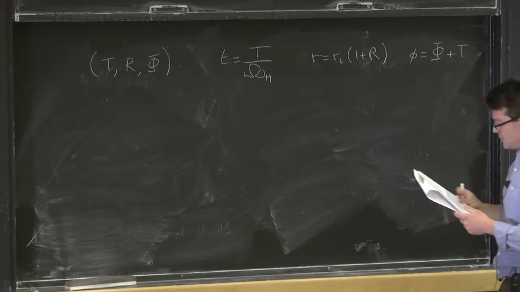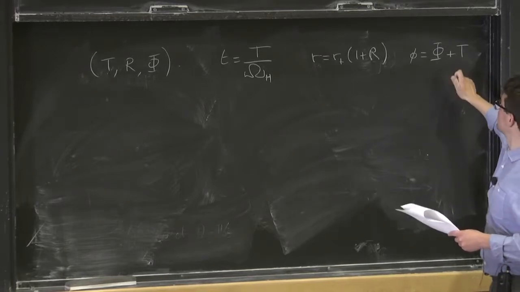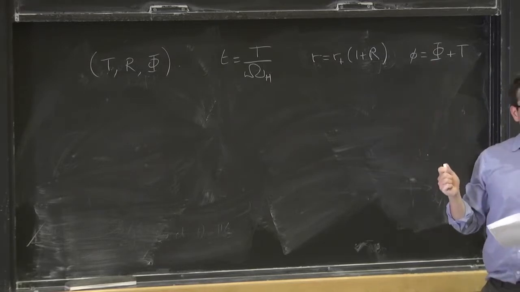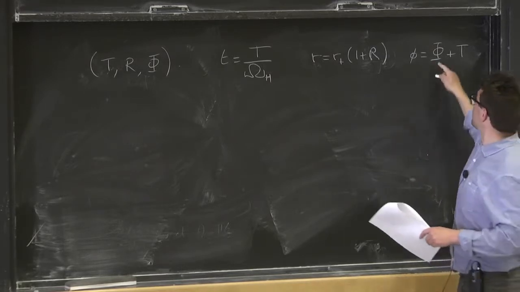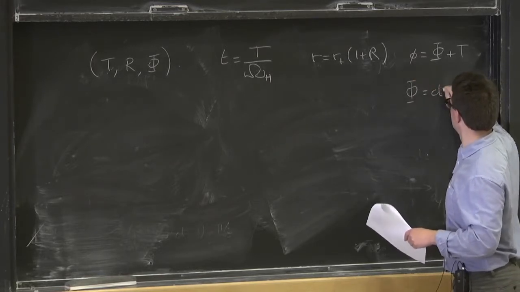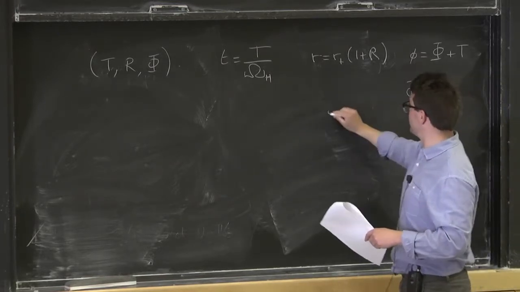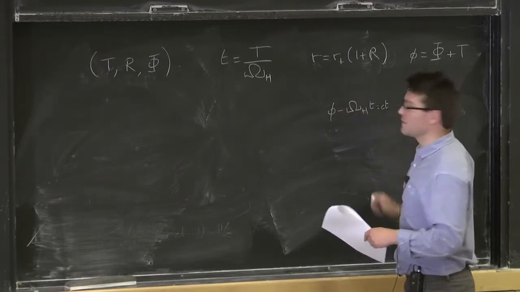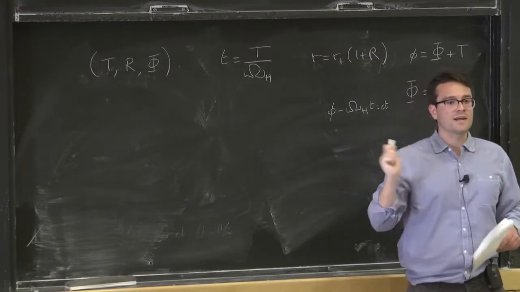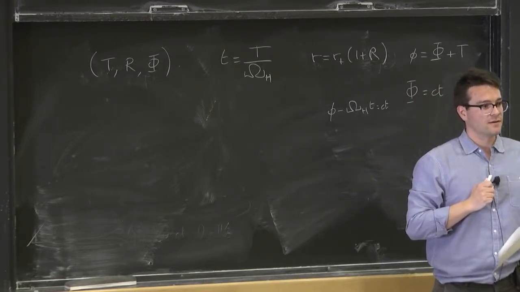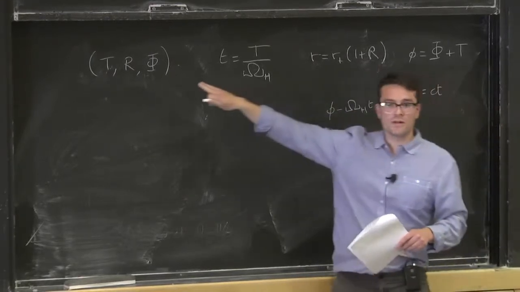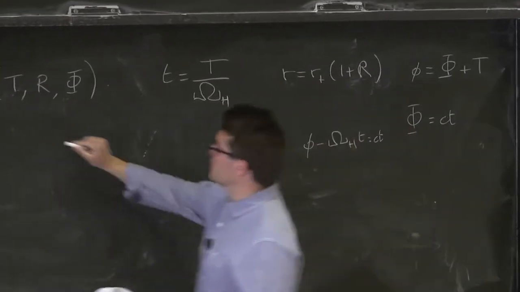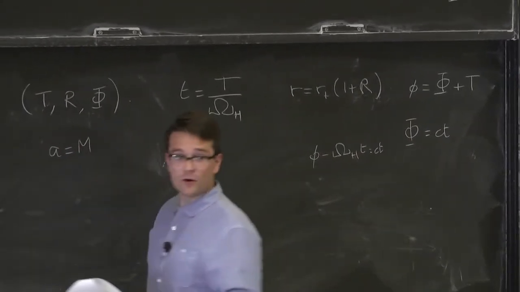And so what this does is go to new coordinates big phi, which are adapted to somebody co-rotating with the horizon. So when you're at big phi equals constant, you're really at phi minus omega_H t equals constant. So from the perspective of somebody far away, you're exactly co-rotating at the velocity of the horizon. So these capital coordinates are adapted to somebody that's co-rotating on the horizon. Of course, we set a equals m for an extremal black hole.